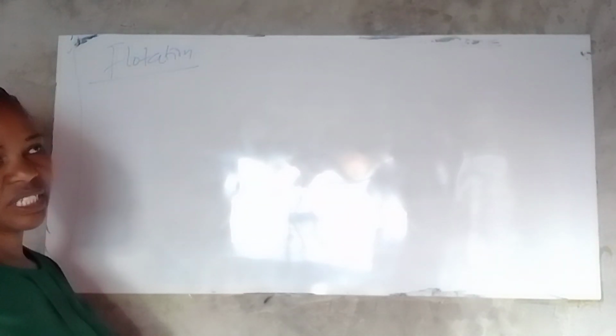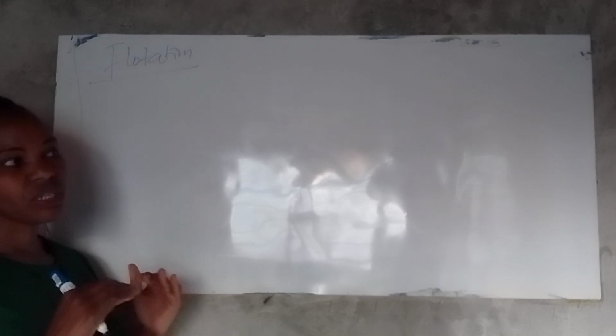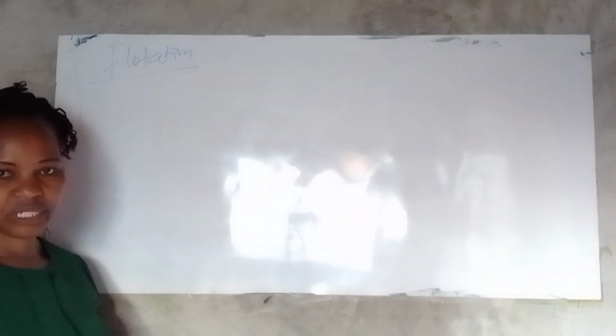Today we'll be looking at flotation. So welcome, let's go on together. So we're going to look at flotation. Okay, so what is flotation? Now flotation has to do with a body remaining on the surface of a fluid. So a body that is floating means it's not able to go deep into the fluid, and so it remains on the surface of the fluid. You can just say it's the opposite of sinking.